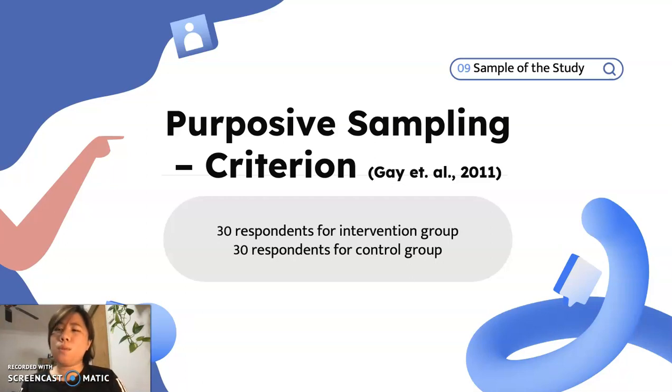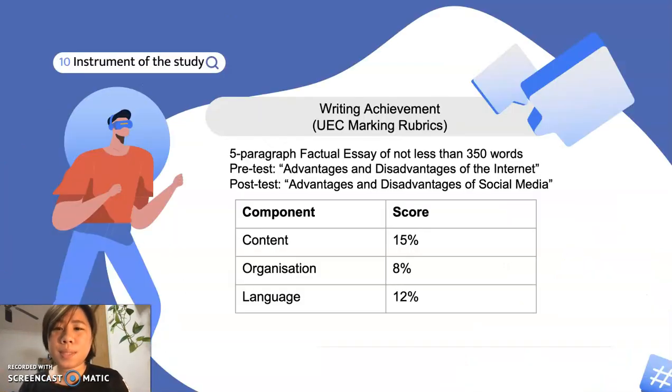So the students would be 17-year-old students, and these students will be taken from groups that are almost similar in their English achievement. So the CEFR level would be around B1 and B2. 30 respondents will be selected for the intervention group and 30 respondents for the control group. Now, let's talk about the instruments of the study.